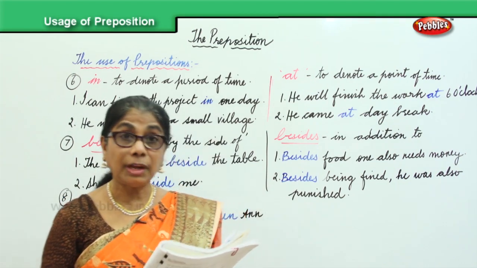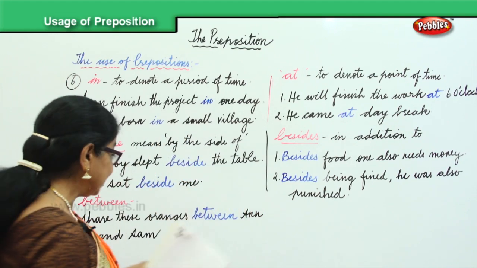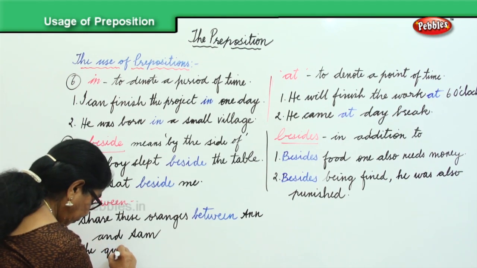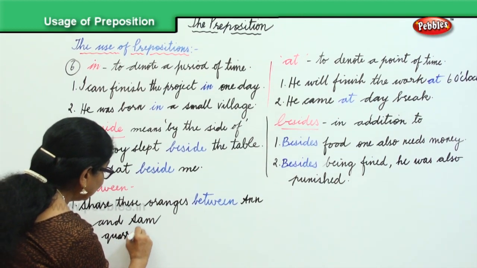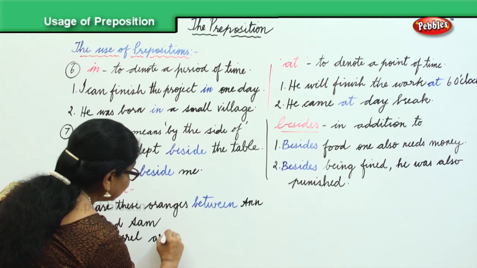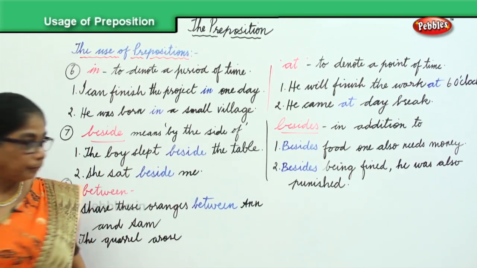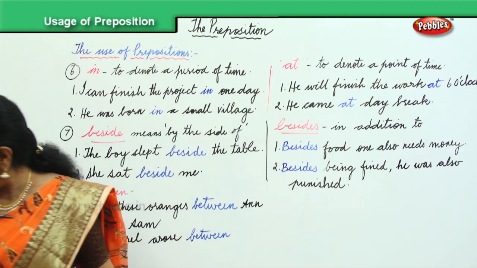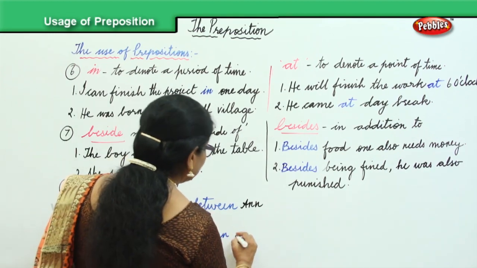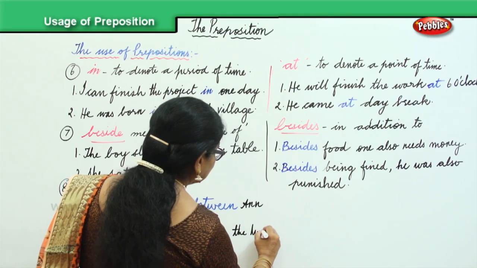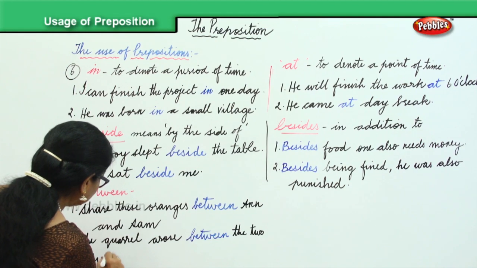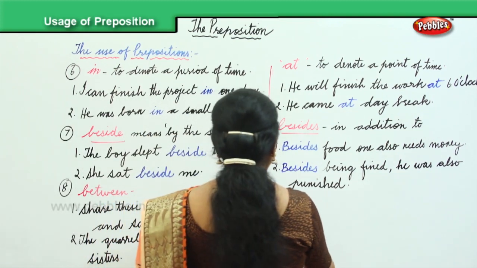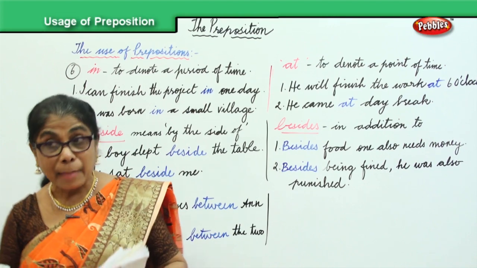Okay. The quarrel rose between two sisters. The quarrel arose between the two sisters. Now we're done with "between", and the next one we are looking at is "among".